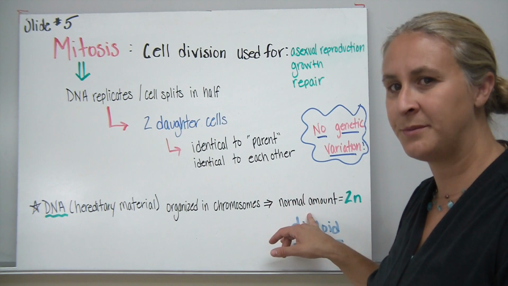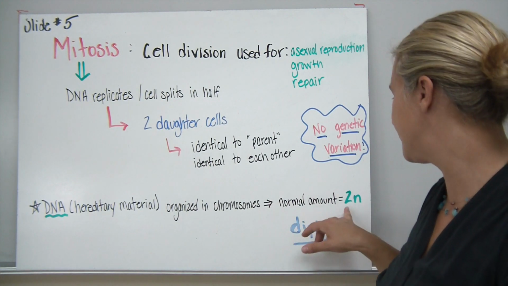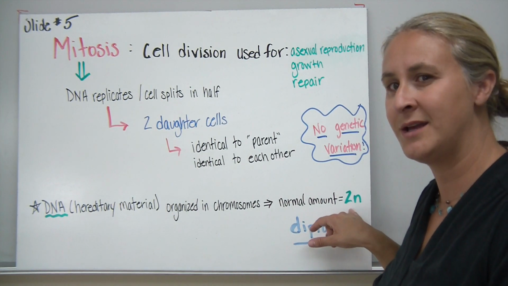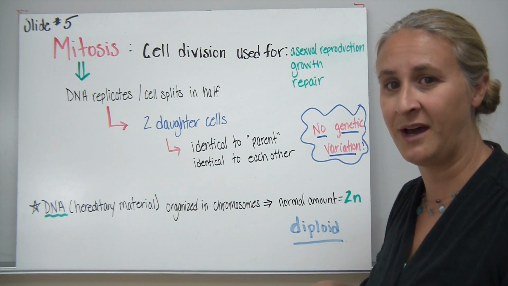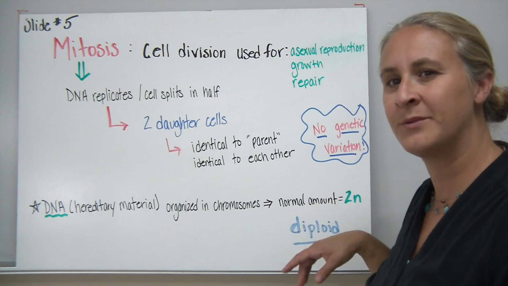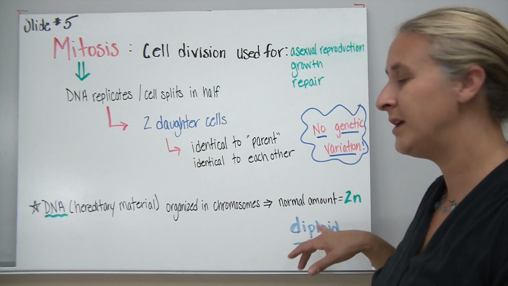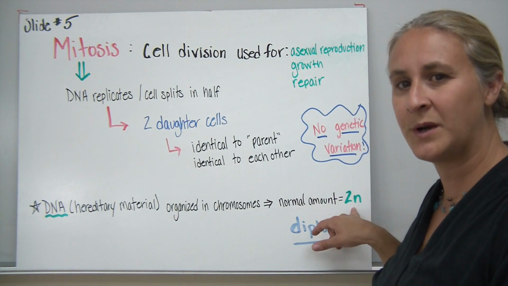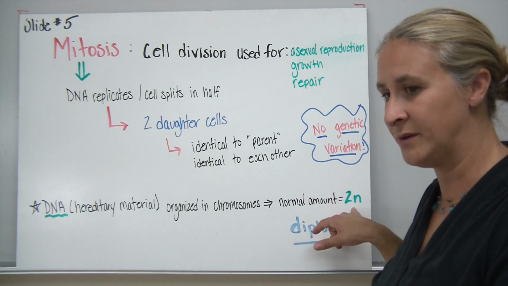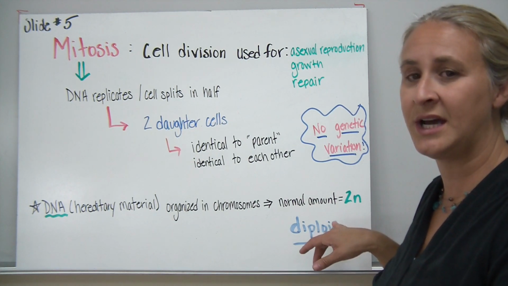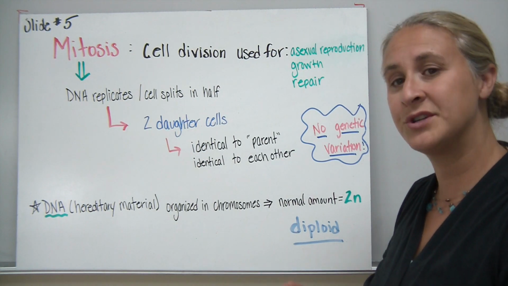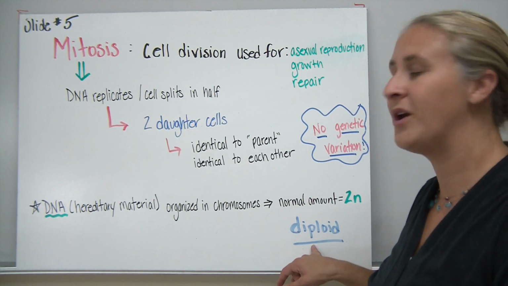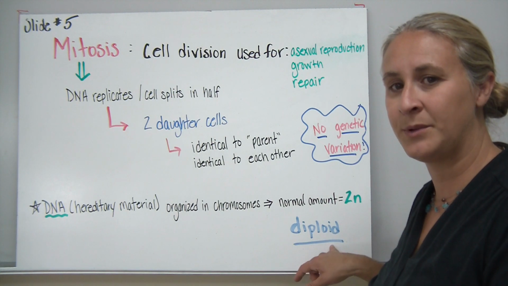Our normal chromosome number in our normal body cells is referred to as 2N. N refers to the number of different types of chromosomes we have, and 2 essentially means that we have 2 copies of each type. So in the case of humans, we have 23 different types of chromosomes, and we have 2 of each kind in our normal body cells. One came from our mother, one came from our father, for a total of 46.